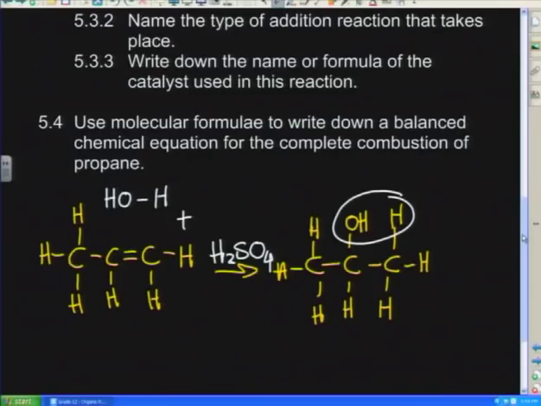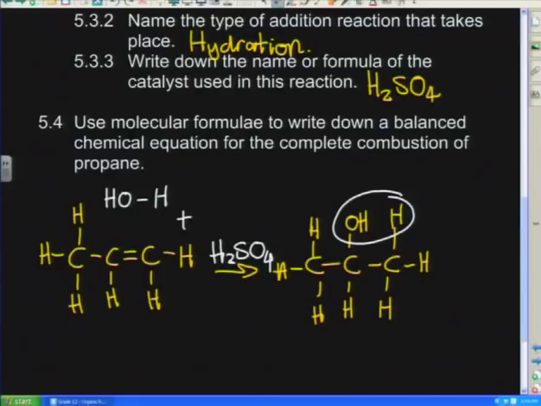It says, name a type of addition reaction that takes place. There it is, hydration. Write down the name or formula of the catalyst which was used in this reaction. And there it is. So let's actually put these in. So H2SO4. The type of reaction was hydration. Not too difficult when I know that there is water taking place. Now, I'd advise that you actually draw this out the first few times that you're doing this.